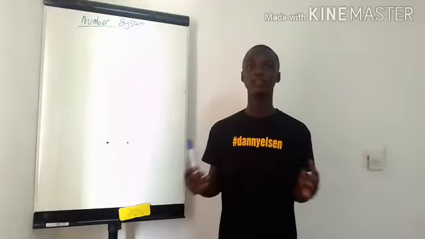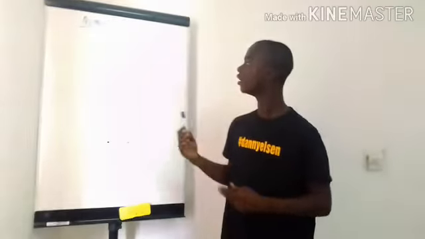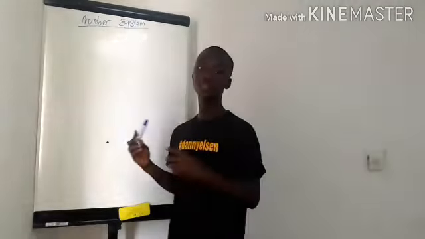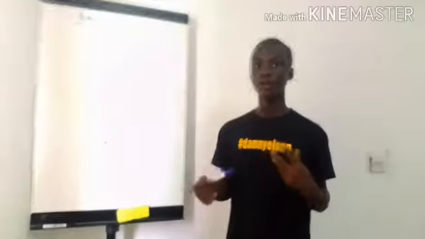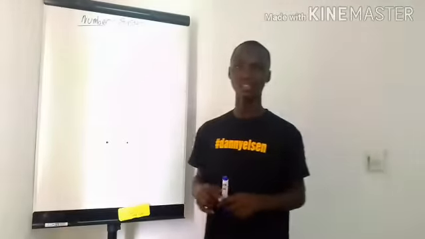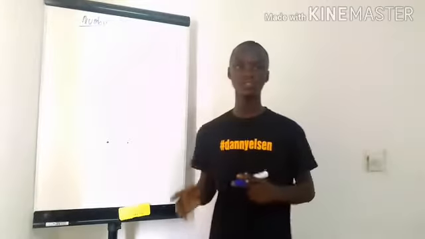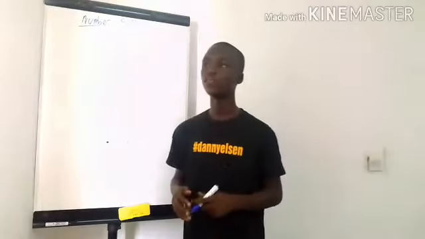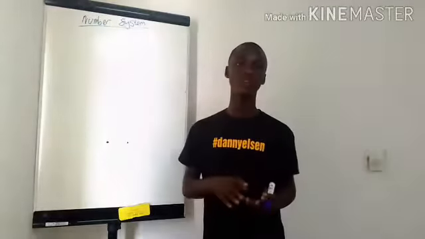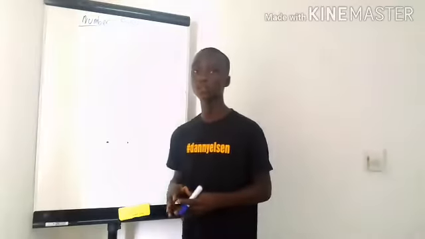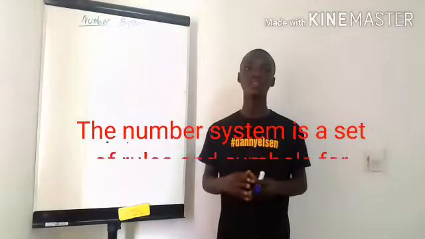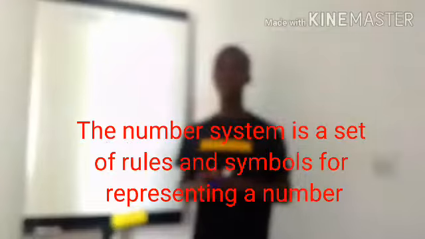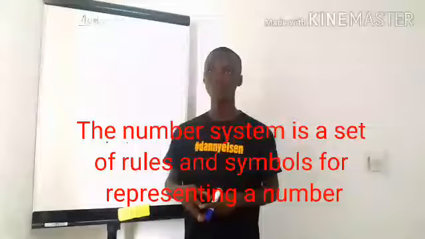I want to talk about some technology, that is ICT and computer science. The main topic involves ICT and computer science. We're studying either of the subjects. Today I want to talk about the number system. Every number has a different way of representation. So the number system is simply the set of rules and symbols for representing a number.